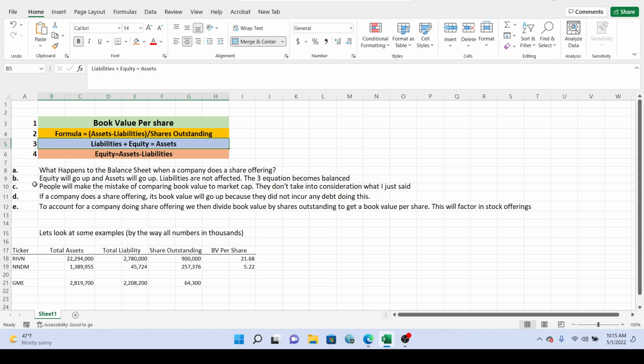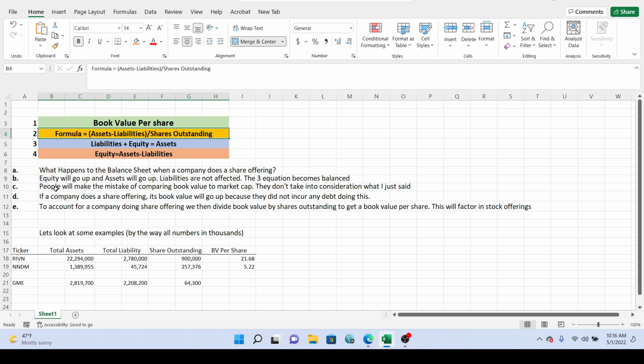So here's the problem that people make. People will make the mistake of comparing book value, which is assets minus liabilities, to market cap, but they don't consider what I just said. Because if a company is constantly doing share offerings, their assets are going to go up, and it's going to look like they're a pretty cheap company. But what's also happening is that their shares outstanding are going up too. So what we do to counteract this is we do this equation right here. We divide by shares outstanding, and that takes into consideration companies doing offerings.